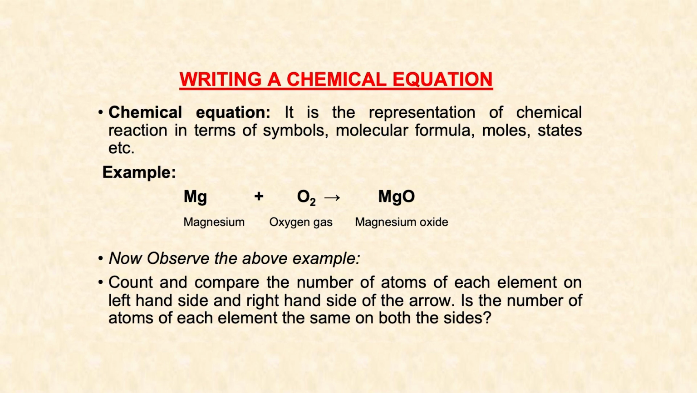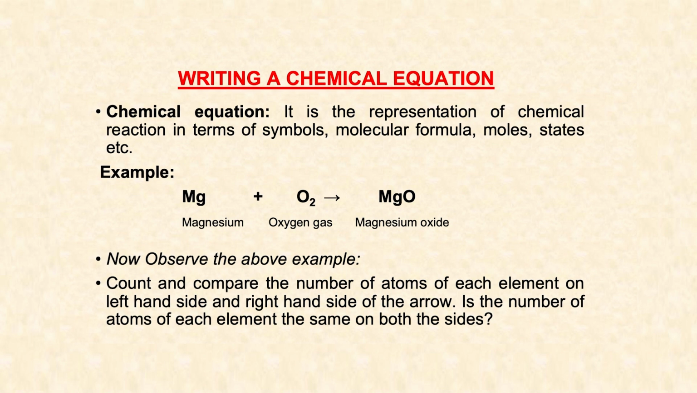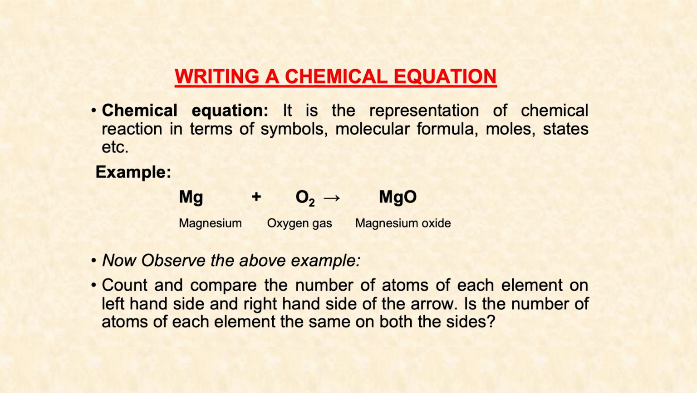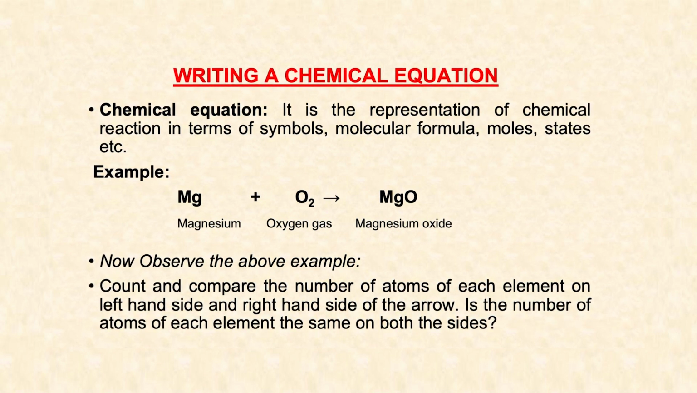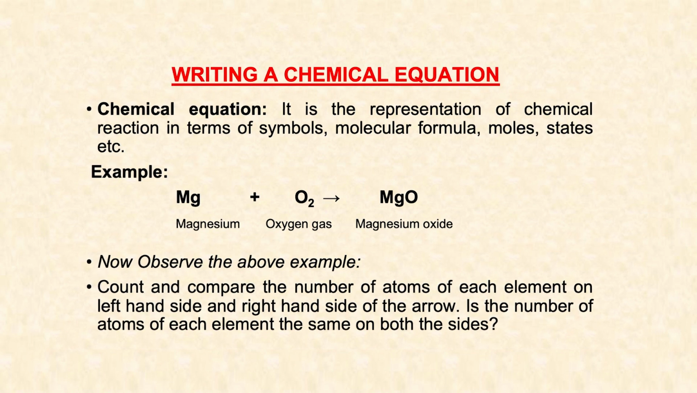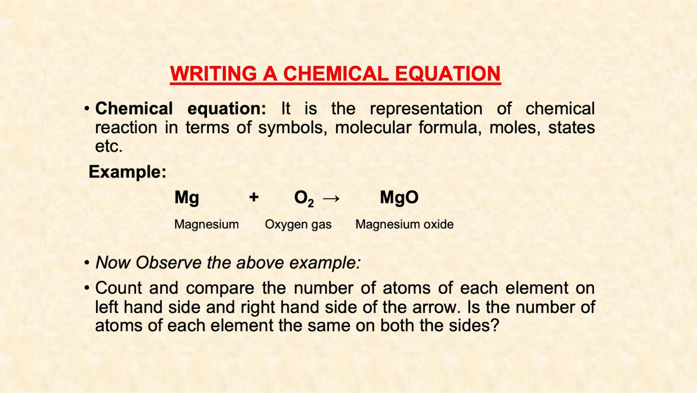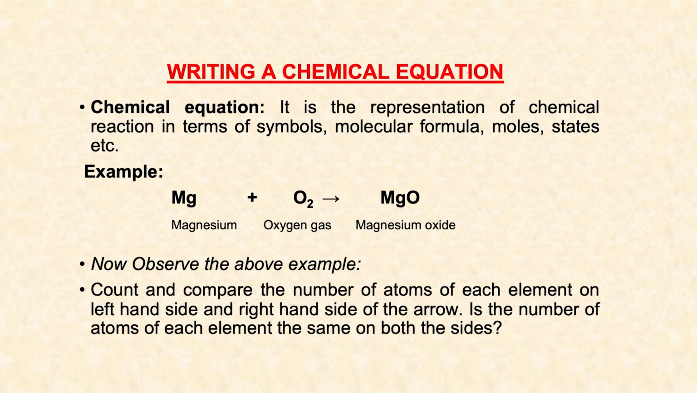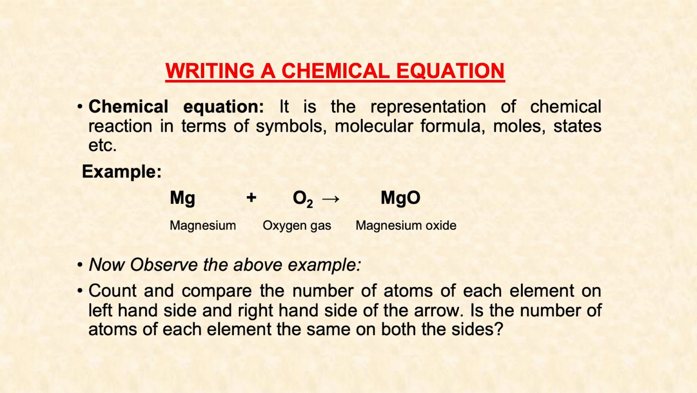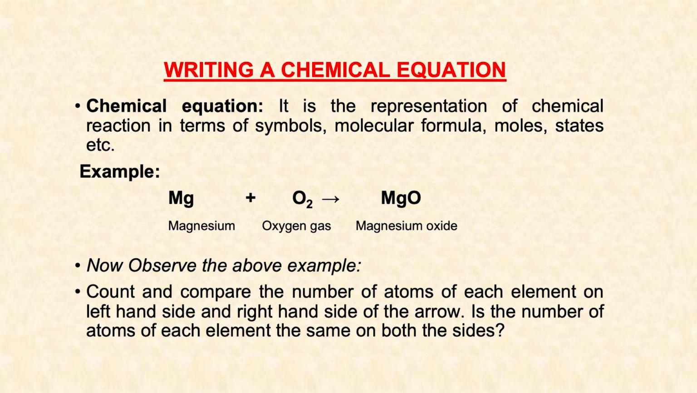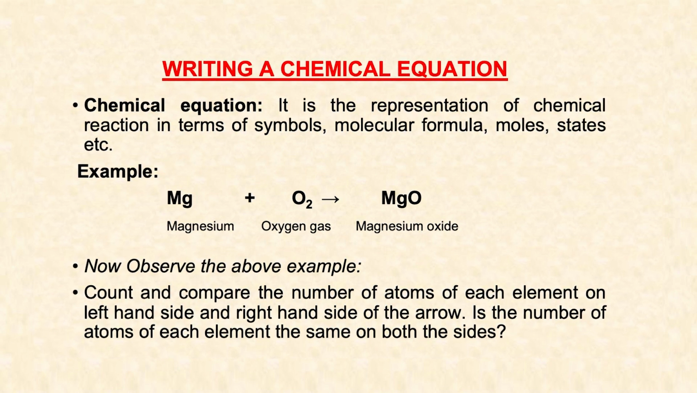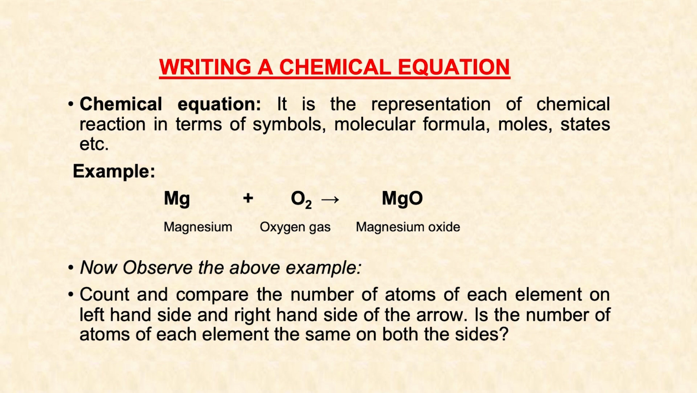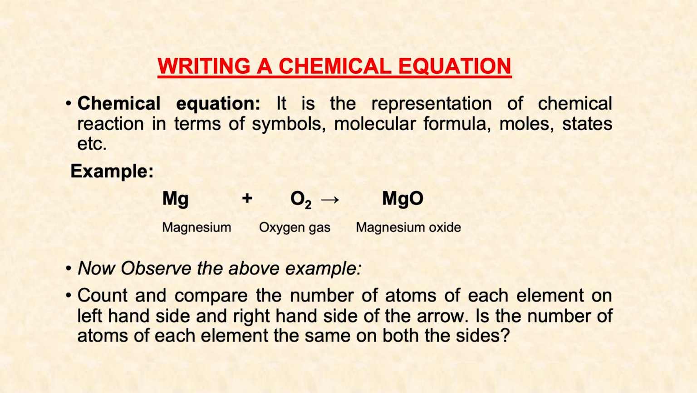For example, Mg + O2 gives MgO. Mg represents magnesium metal, O2 is the symbol for oxygen gas and MgO is the chemical formula for magnesium oxide. The substances that undergo chemical change in the reaction, magnesium and oxygen, are the reactants. The new substance, magnesium oxide, formed during a chemical reaction is the product. So, now you all know how to represent a chemical reaction.